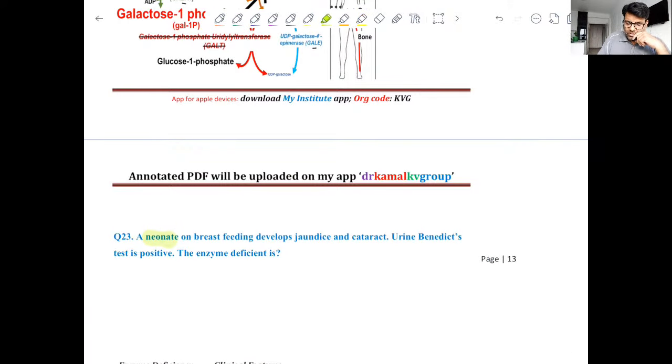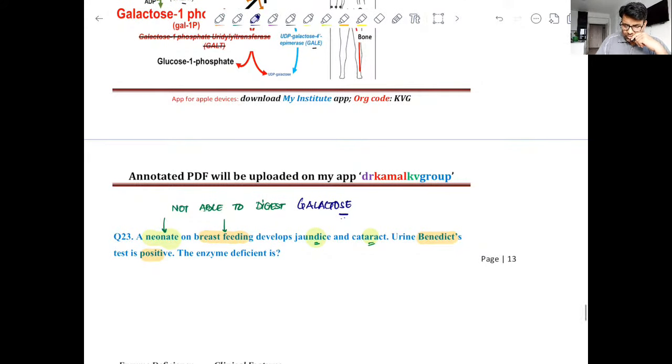A neonate on breastfeeding develops jaundice and cataract, and urine Benedict's test is positive. Now see, neonate breastfeeding having problem, it means the neonate is not able to digest galactose, because what is present in the breast milk? So it means there is some problem with galactose. So yes, you can remember it as galput or galt, right?